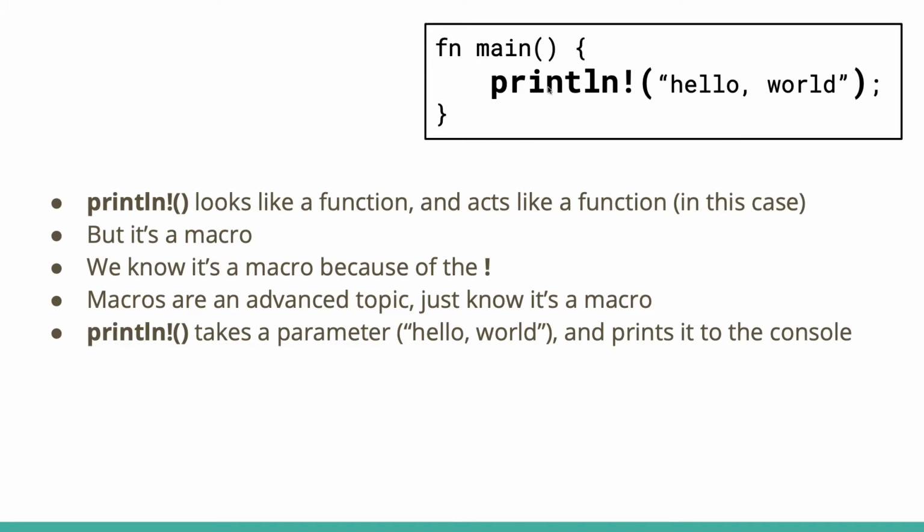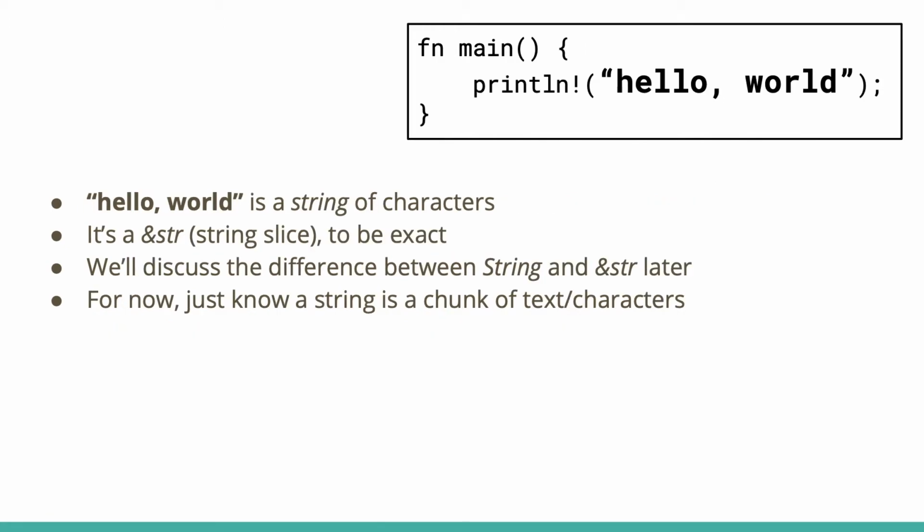We won't even cover that too much in this course because it's really pretty advanced, but you don't really need to know it at this point anyway. The println macro takes this parameter, hello world, which is a string of text, and it takes that in, does some processing on it, and prints it to the console. So whenever you run this program, you see hello world come out on your screen.